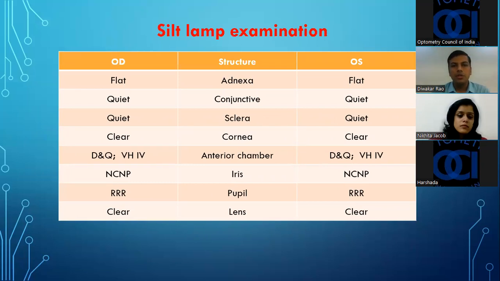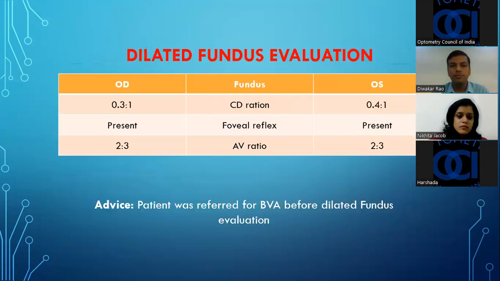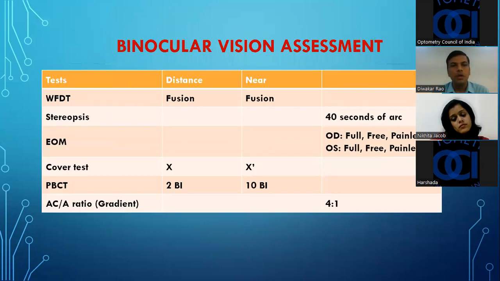Slit lamp examination, most of the findings were normal in both the right eye and left eye. Dilated fundus examination was also normal in this case. The patient was advised to undergo binocular vision evaluation before the dilatation process. So we did a binocular vision assessment. Worth four dot tests were performed, and fusion for distance and near. Stereopsis was 40 seconds of arc. EOM was full, free, painless.